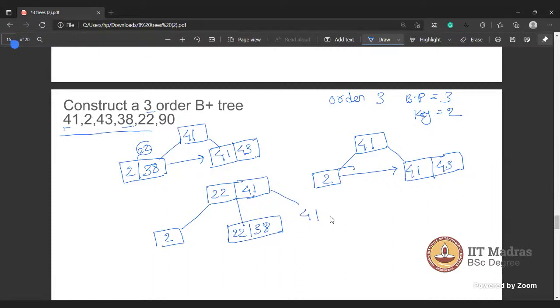41 and 43. So it will point to the next node, and this will point to the next node. Okay. After that, we have to insert 90, right? Yes, sir. Okay, let's read this.